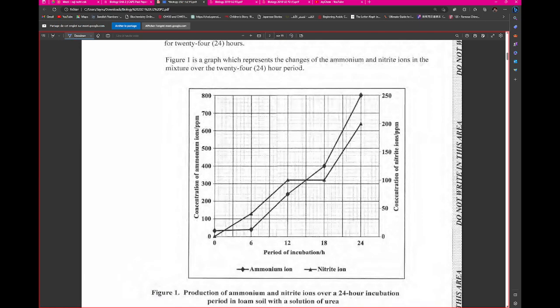intervals for 24 hours. So figure 1 is a graph which represents the changes of the ammonium and the nitrate ions in the mixture over the 24-hour period. Right? So the triangles would be the nitrates and the rhombuses would be ammonium, I guess. Right, so that is a change in concentration there.